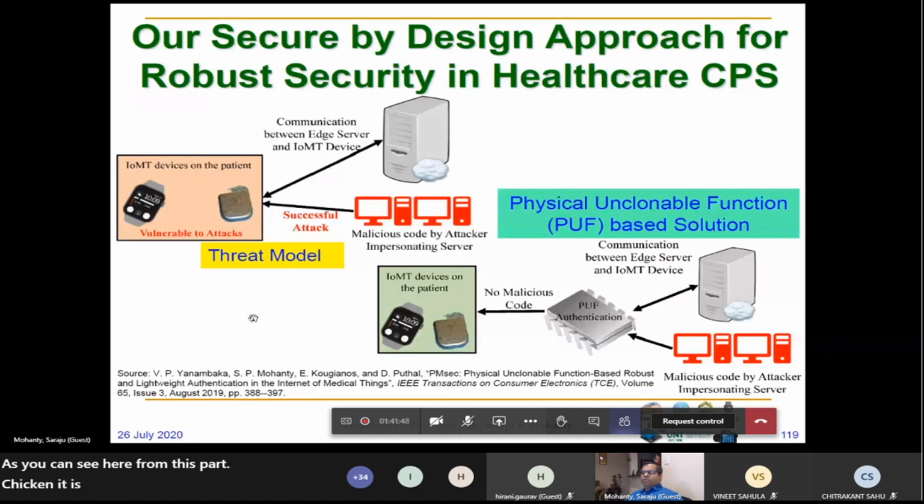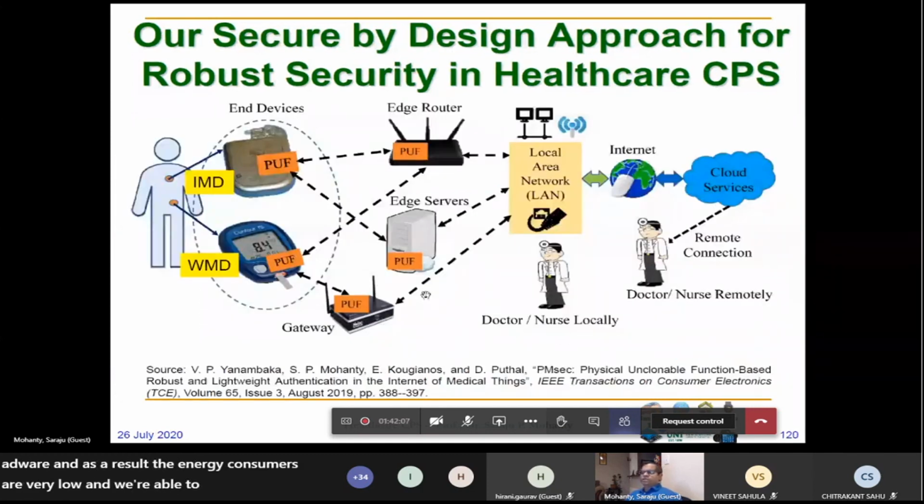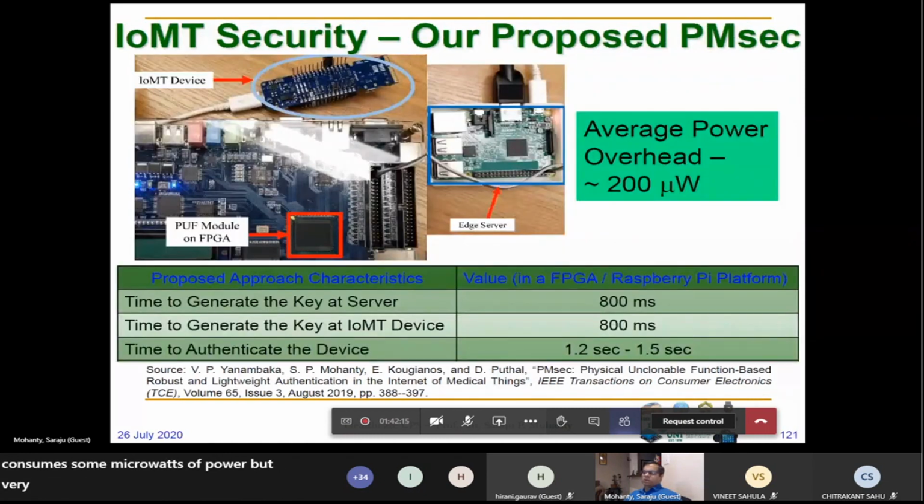Security is a very important problem, and we have developed PUF-based security. Why specifically PUF-based security? Because PUF is excellent from an energy consumption point of view. It's a small hardware add-on to the overall hardware, and as a result the energy consumption is very low, and we are able to provide effective solutions. So this is an idea we proposed, where we integrate PUF, which consumes some microwatts of power, but is a very unique solution. Here, 200 microwatt of power overhead, and it is doing authentication in seconds. We have validated it, and it is working well.